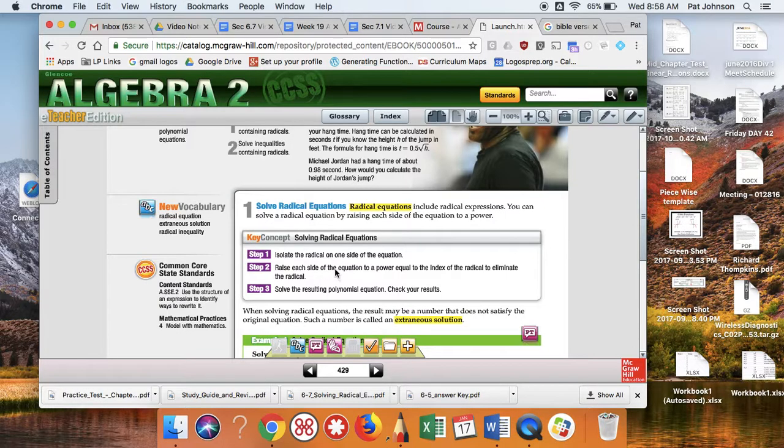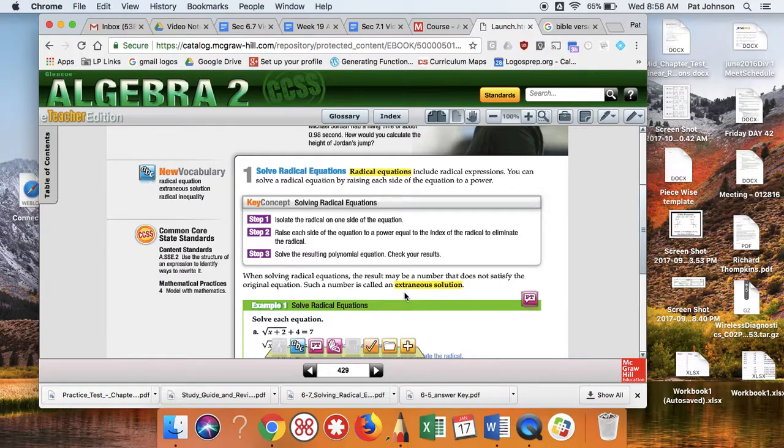These are the steps for solving radical equations. Remember, an equation has an equal sign. So we have to isolate the radical by itself on one side. Then we raise each side to a power. If it's a square root, to the square. If it's a third root, to the third power. If it's a fourth root, and so on, remember, the root is the index. Then we just use algebra and solve.